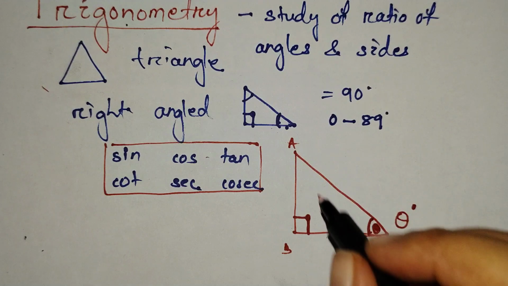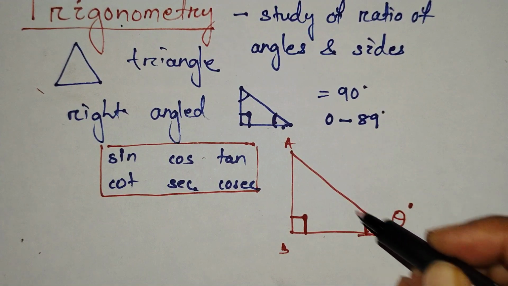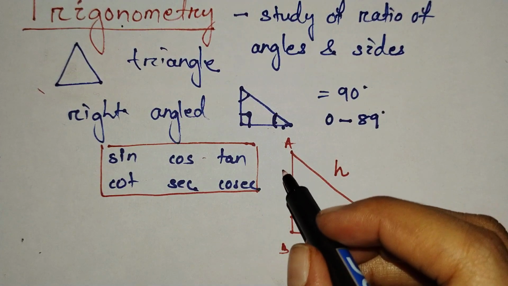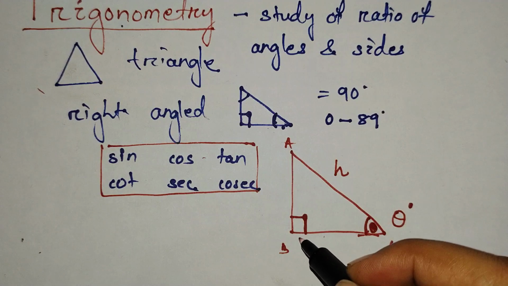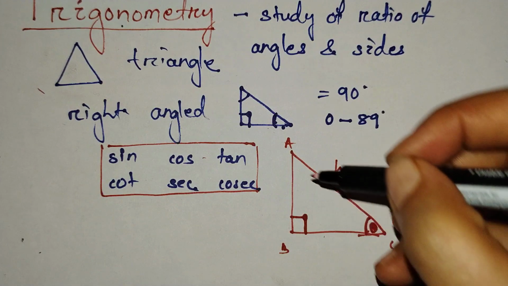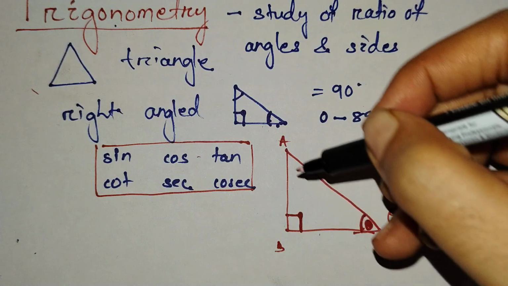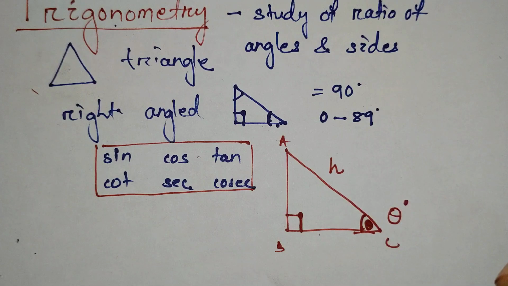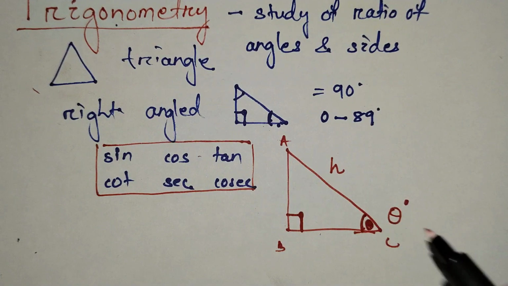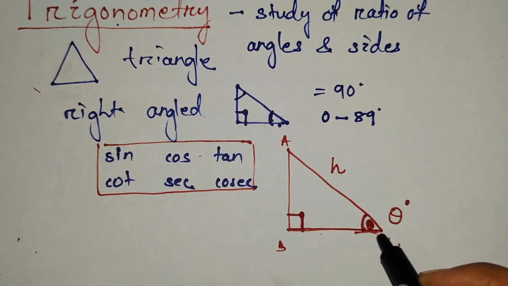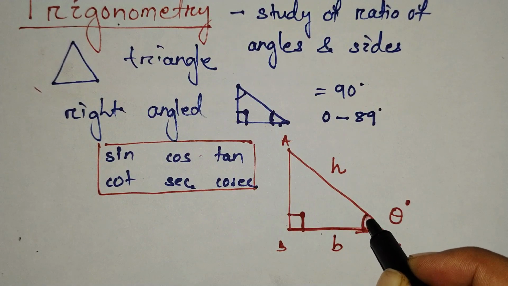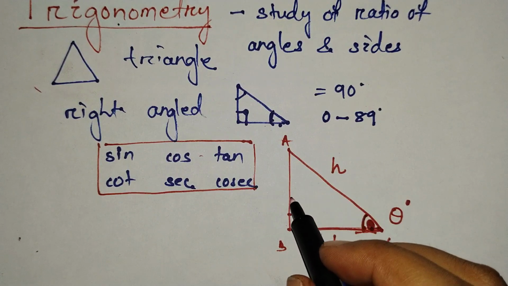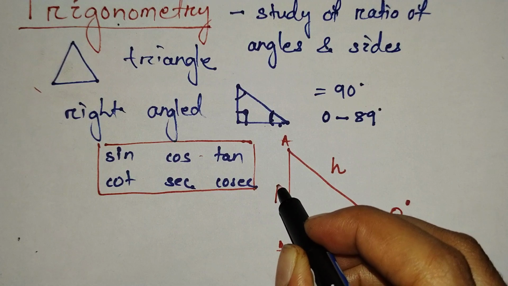For angle C, remember, this one is the hypotenuse, denoted as H, and this one is the perpendicular or base. Remember one thing, when you change angles, the two sides, which one is perpendicular and which one is base, will change. For angle C, the side adjacent to this angle is the base, and the line facing this angle is known as the perpendicular.